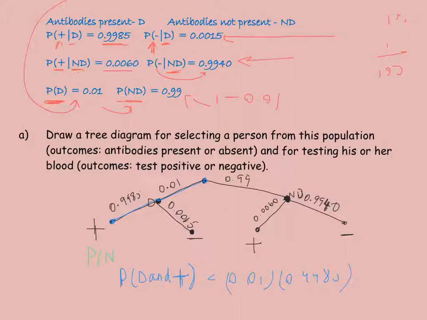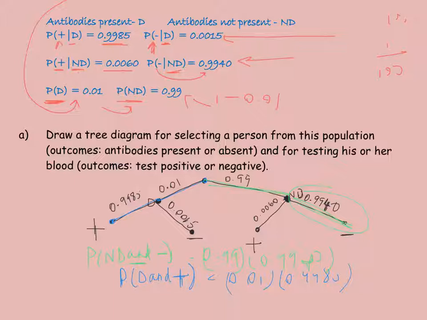What if we need to figure out the probability that the person does not have the disease and tests negative? So the word here is "and," not "given that." So we don't know the probability of both happening. We start off with the probability that someone does not have the disease, so that's 0.99, times the probability that they will show negative, so that's this branch, 0.9940. We multiply the two and that gives us the probability of no disease and showing negative.